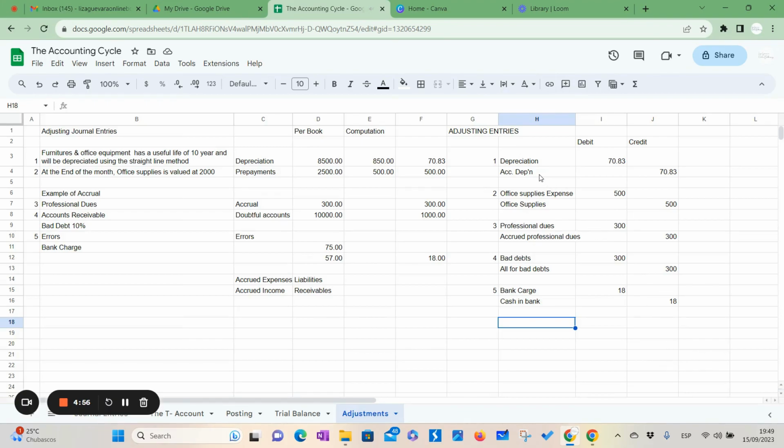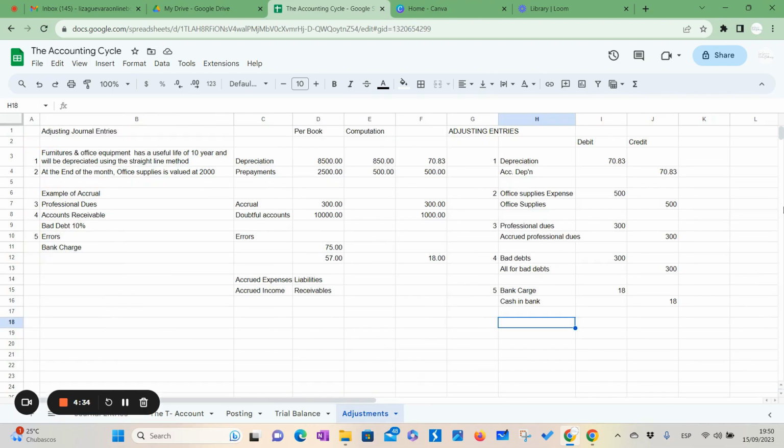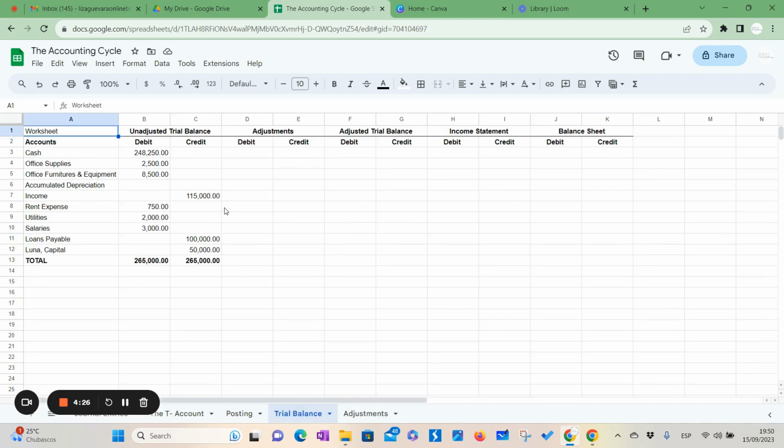Okay, so we are now ready to put the adjusting entries to our worksheet. Remember the first two are the only adjusting entries that we are going to put in the worksheet pertaining to Luna Law Office. Number 3, 4, and 5 are only examples. So let's go ahead and put our first adjusting entry.